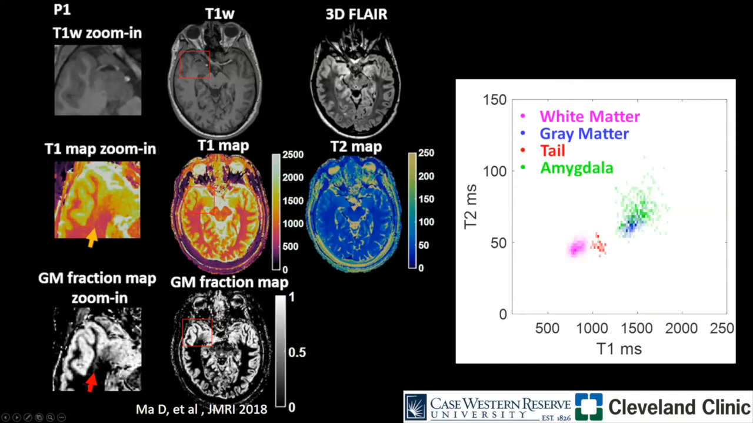This tail is further highlighted in the gray matter fraction map, where, because in the fraction map we remove the white matter sections, we are highlighting the contrast between the gray matter fraction and white matter. So here is the highlight. This is also a new finding. After removing this part of the lesion or tissue, this patient also became seizure-free.